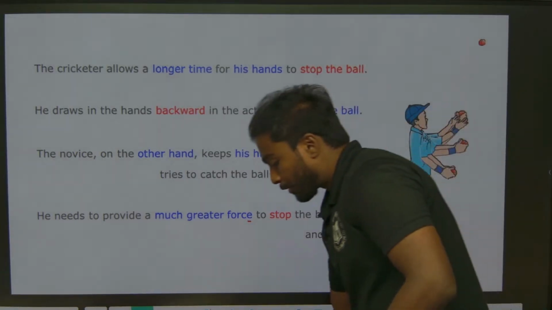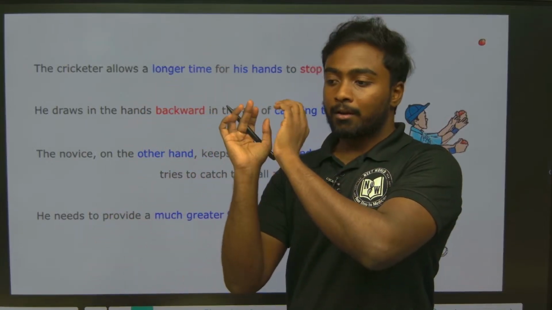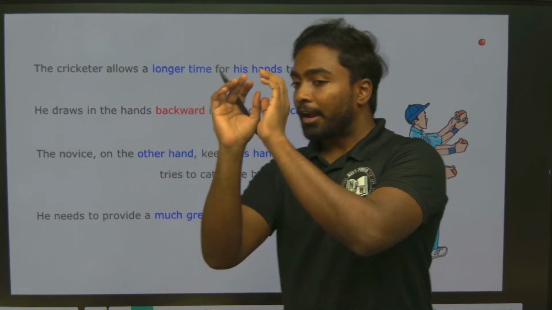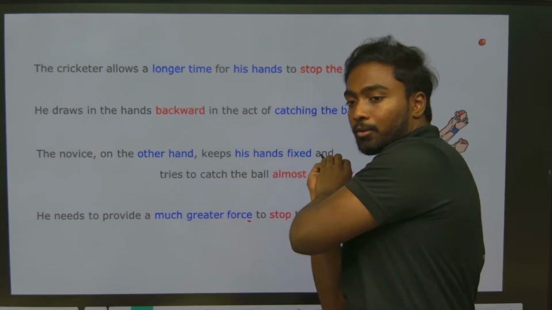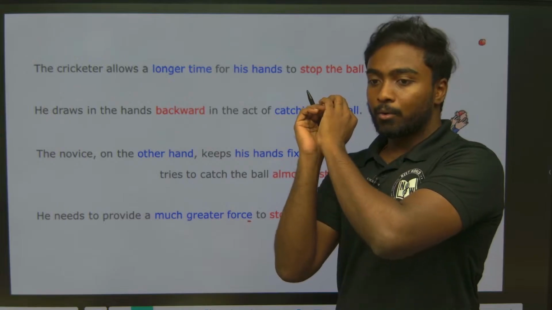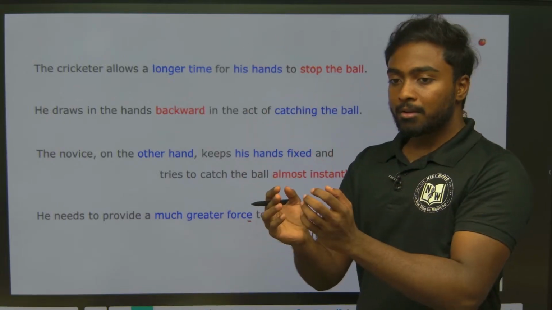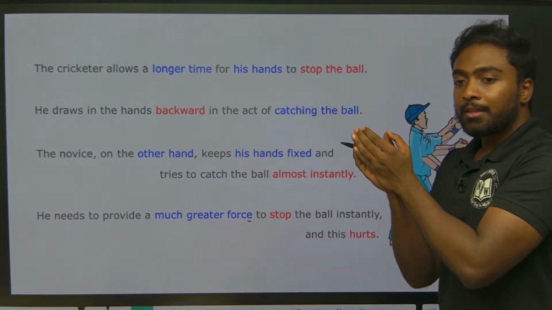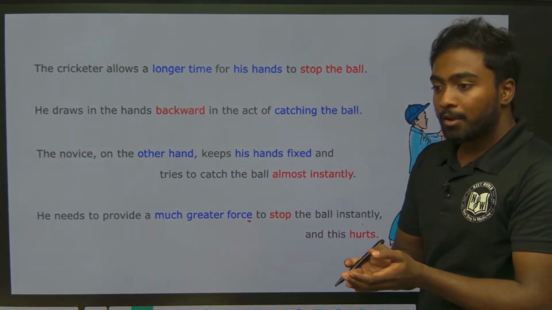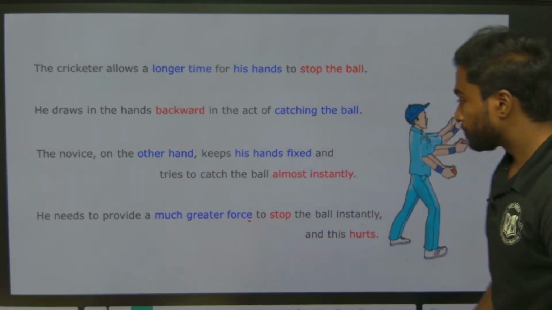Like when I simply try to catch, what will happen? I will get hurt. If I try to catch the ball like this, what will happen? I am taking some time to catch it. Yes or no? I stop the ball, but I have taken time to catch it. Which means if I take a long time, the hurt will be less. If the time is less, I get hurt. Yes, no?